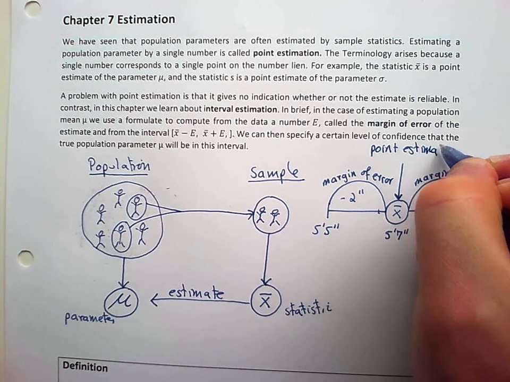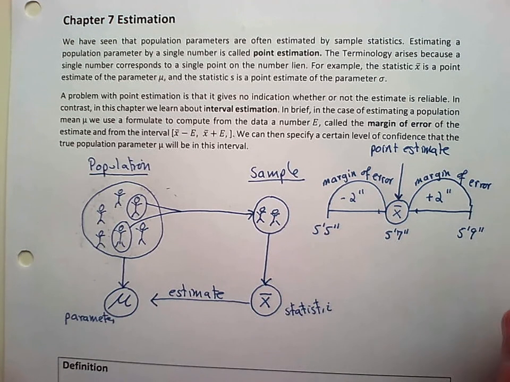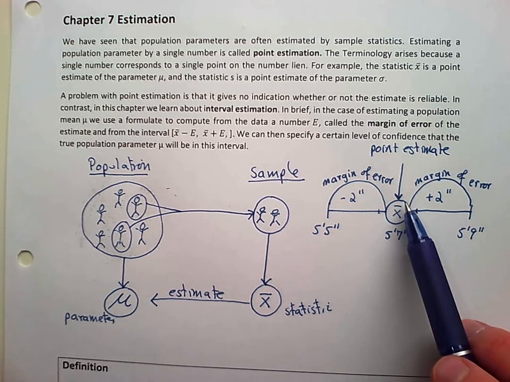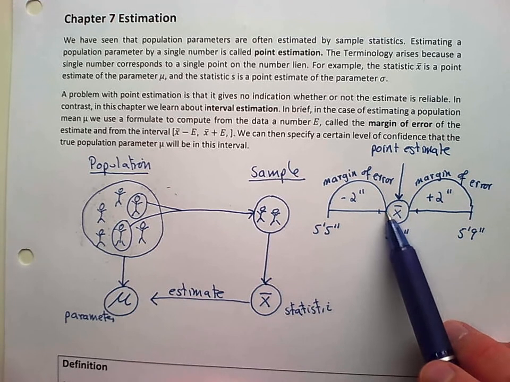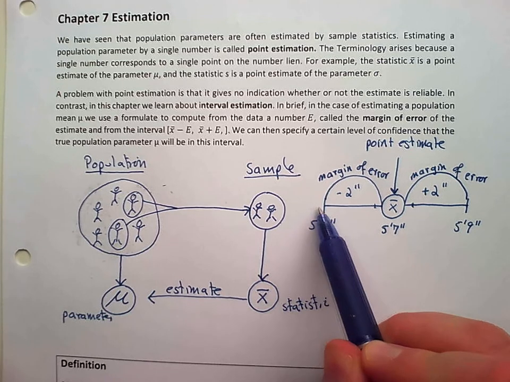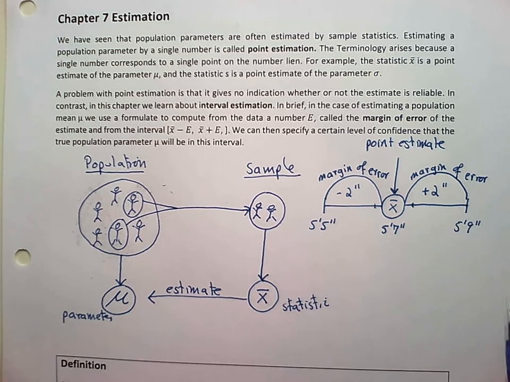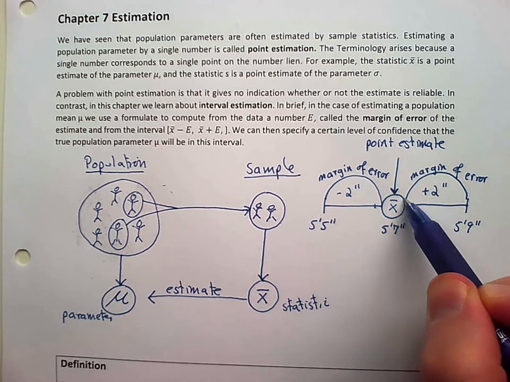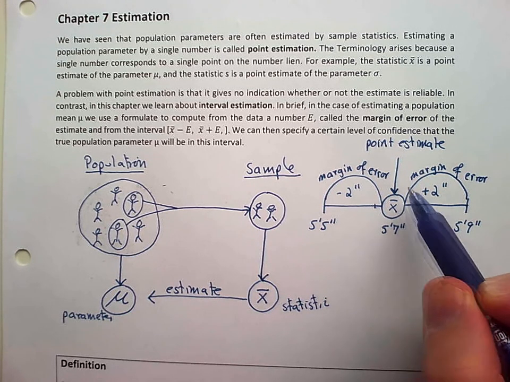Now, why is it called our point estimate? It's called our point estimate because if somebody comes to you and goes, just give me one number for the average height of students at UNC Charlotte. If they're just looking for one number, you would say, okay, I think it's 5'7". That's just one number, and you can think of this as being one number on a number line, or just one point on a number line.